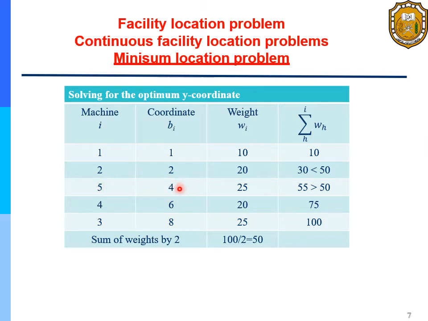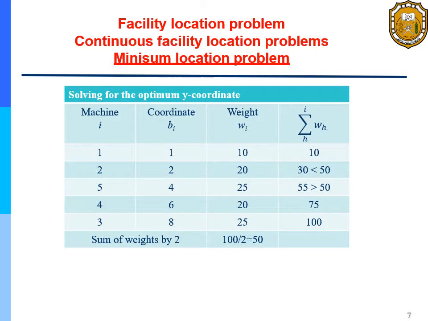And from this procedure, actually we know that the optimal x coordinate of the new facility will be exactly the same as one of the existing facilities, and the optimal y coordinate of the new facility will be exactly the same as one of the existing facilities. But this doesn't mean that the new facility will always be at the same location as an existing facility. It may be, it may not be.